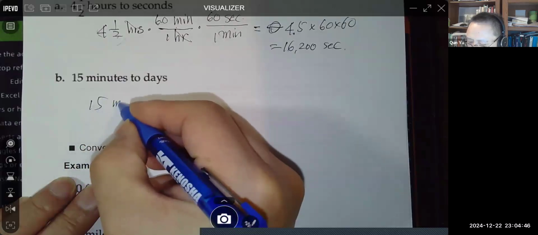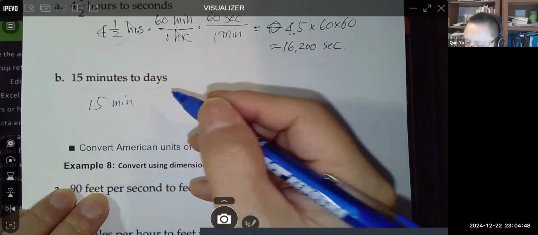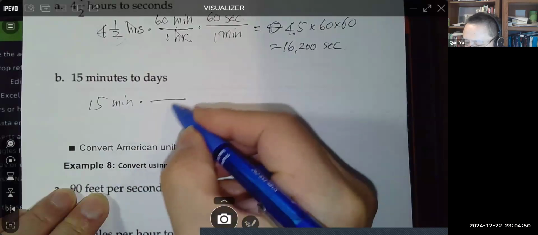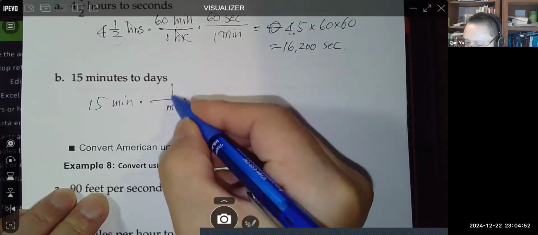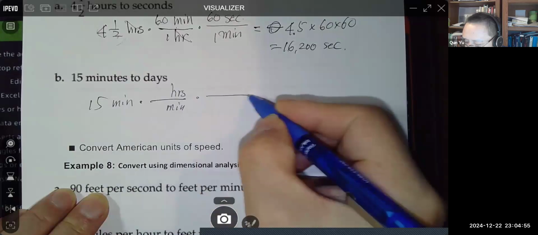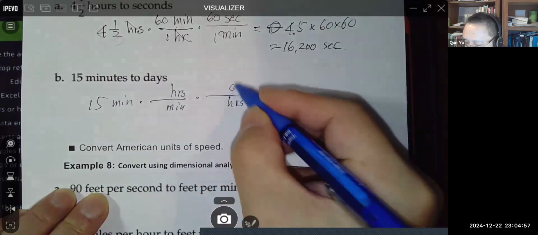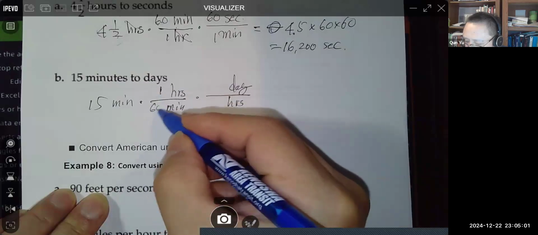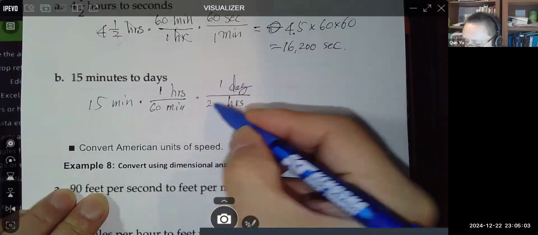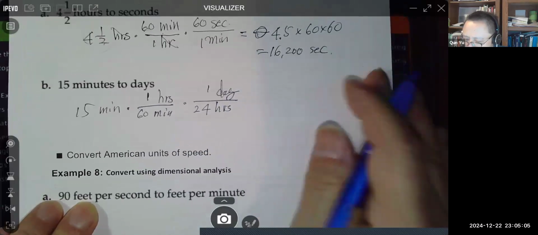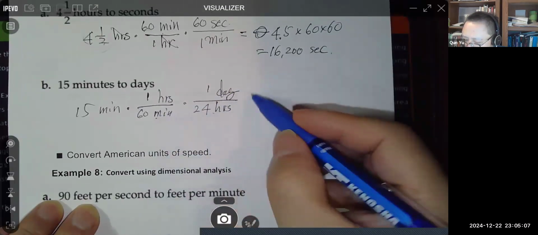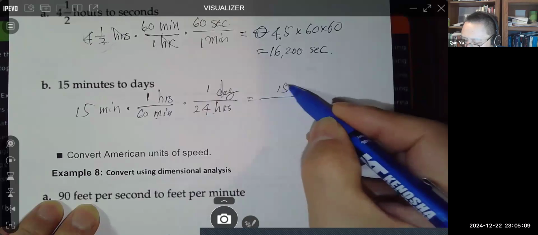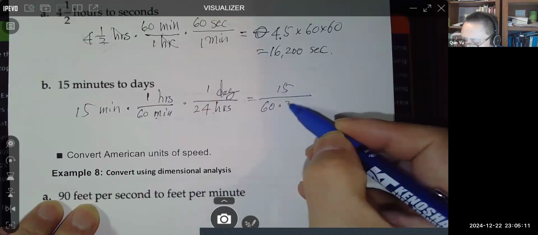Now let's convert from minutes to days. 15 minutes. We can go from minutes to hours, then to days. So we cancel minutes to get hours. Then we cancel hours to get days. So 1 hour is 60 minutes, 1 day is 24 hours.